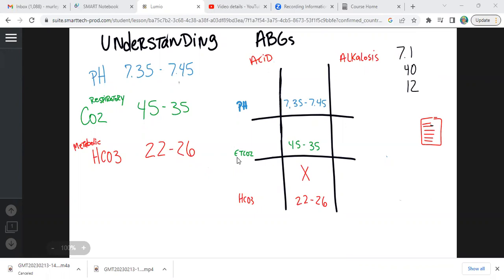On the pH on the acid side and HCO3 on the acid side and then CO2 in the middle. HCO3 where? On the acid side. 40? No, it's 12. Oh, HCO3, my bad. On the acid side, and where are we gonna put CO2? Right in the middle. You have metabolic acidosis. Yeah, we have metabolic acidosis.